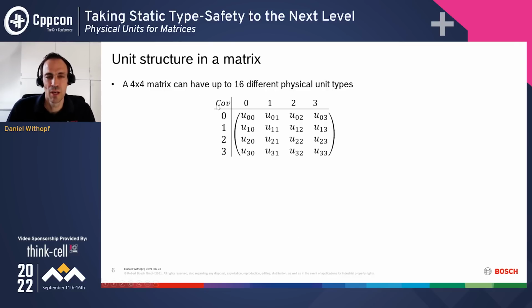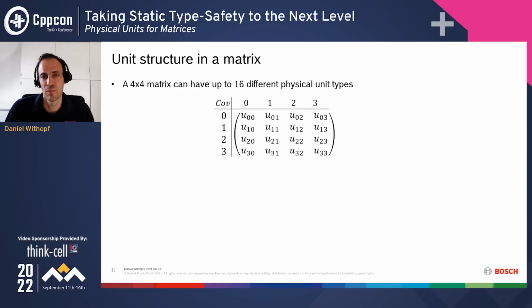And that 4x4 matrix now has 16 entries, of course. And this can now have up to 16 distinct physical unit types. And that's a fairly small matrix. We could even have 10 by 10, 20 by 20 matrices, which would mean up to 400 distinct types for each of the units in the elements. And I guess you can already see that this would increase the complexity a lot.